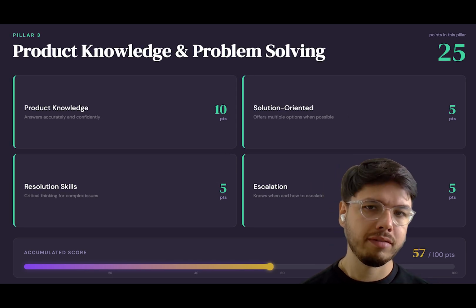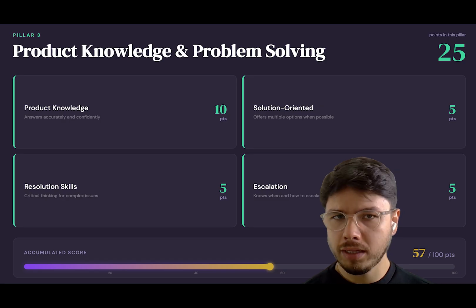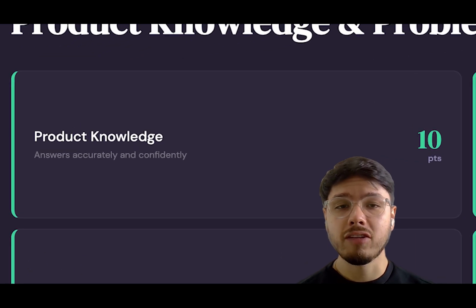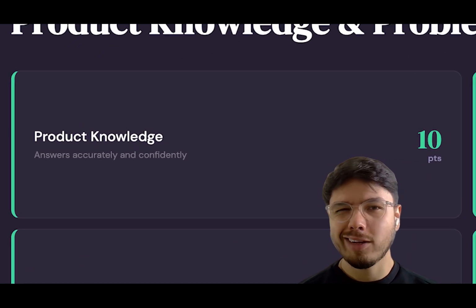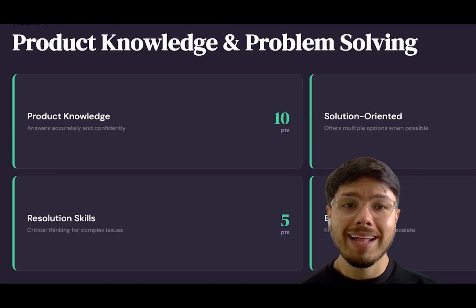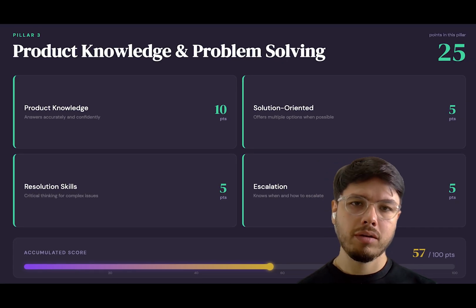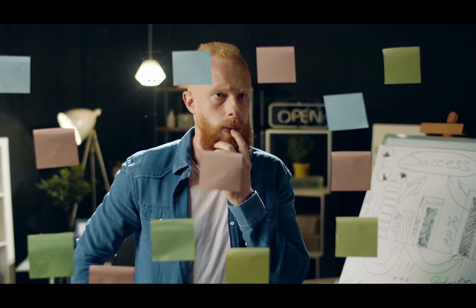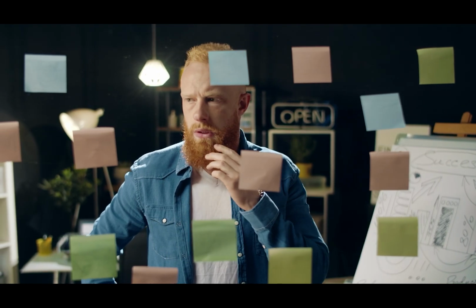This is the heart of inbound service. If the agent doesn't know what they are doing, nothing works. Item number 1 is product knowledge. Do they demonstrate a strong understanding of the company's products and services? Do they answer accurately and confidently? 10 points, the highest weight in the form. For a reason: you can't be empathetic and communicative if you don't know what you're talking about.